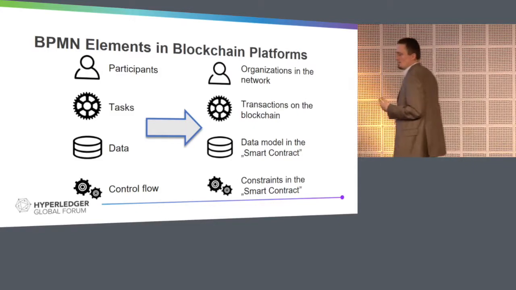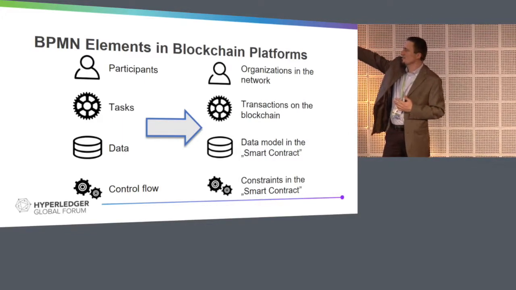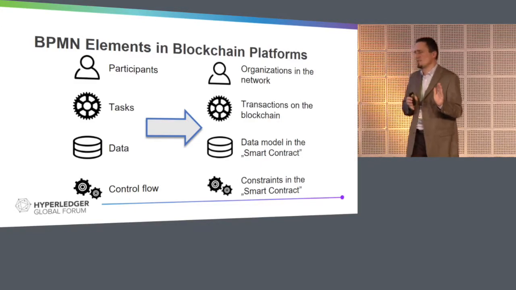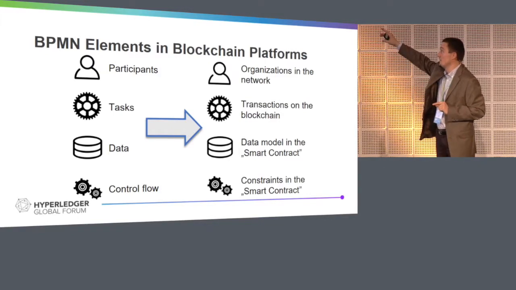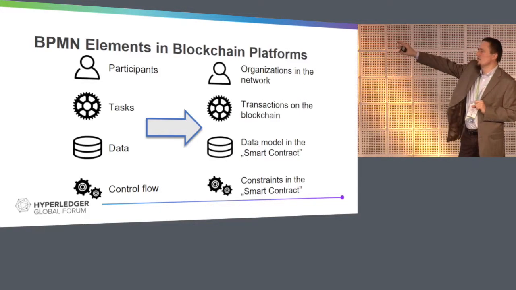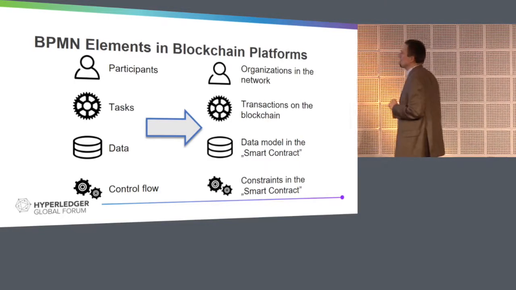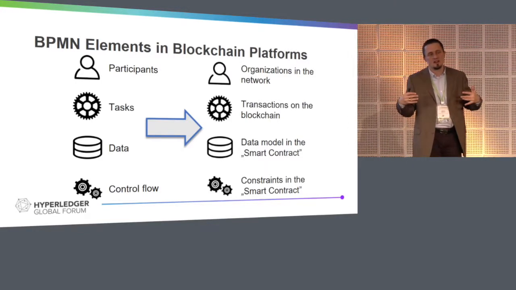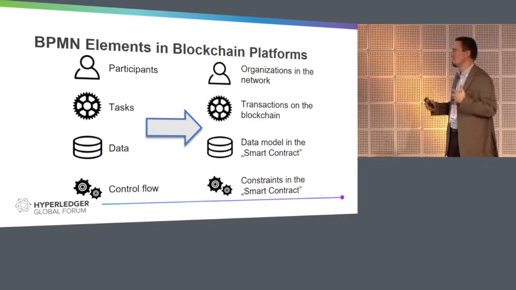So how can this be translated to blockchain platforms? If we take participants, then of course it can be defined at a different level of abstraction, but most probably a participant, which is a sort of role, can be translated to an organization or a role in an organization in the network. A task in the process will be translated to one particular transaction, which will be executed. And data, which is handled by the process, so this is the data which is explicitly handled by the process variables, if you like, would be translated to a data model handled by the smart contract.